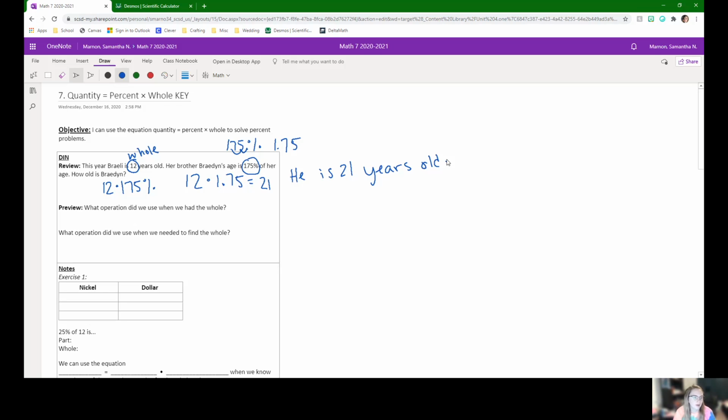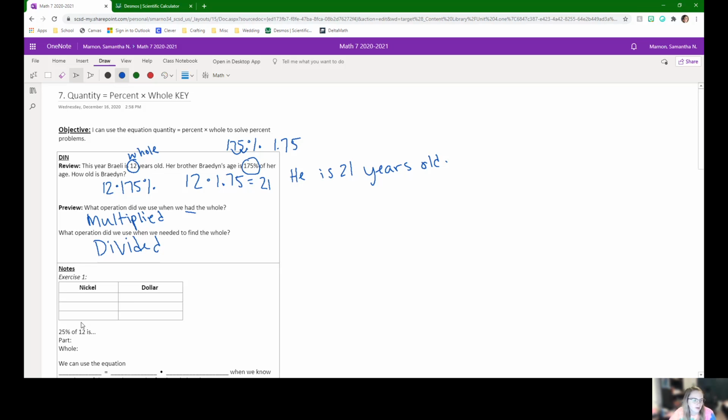So for our preview question, what operation did we use when we had the whole? What operation did we use when we needed to find the whole? So pause the video and answer these two questions. Okay, so here's what we had right here. We had the whole, so we multiplied. And here we needed to find the whole, so we divided.